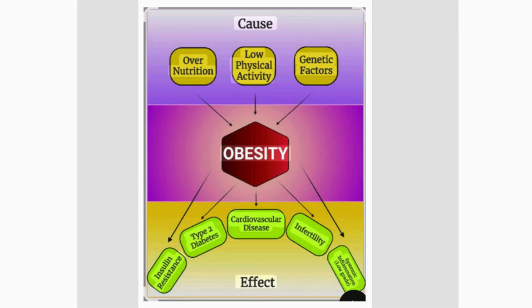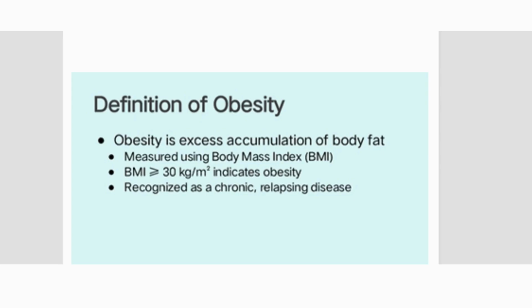So, the basic causes of obesity are overnutrition, low physical activity, and genetic factors. But there are also some effects like insulin resistance, type 2 diabetes, cardiovascular disease, infertility, and several other immune responses. So, obesity is excess accumulation of body fat measured using the body mass index, which is the BMI. A BMI of more than 30 kg per m squared indicates obesity, which is recognized as a chronic relapsing disease.